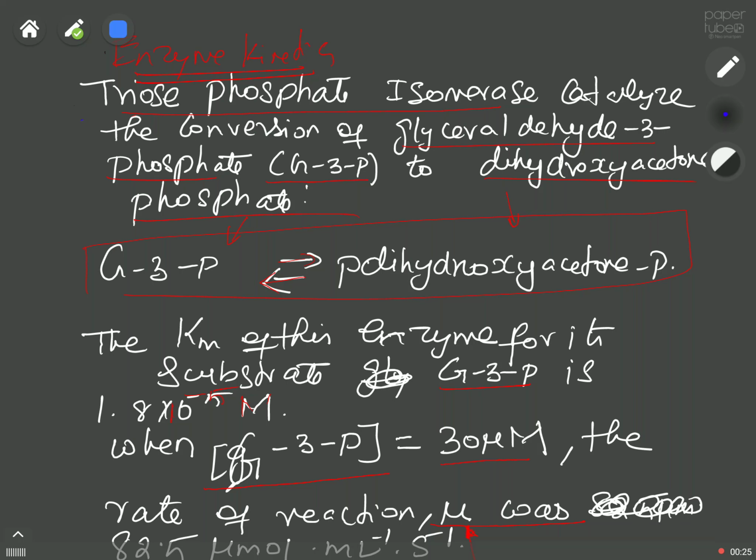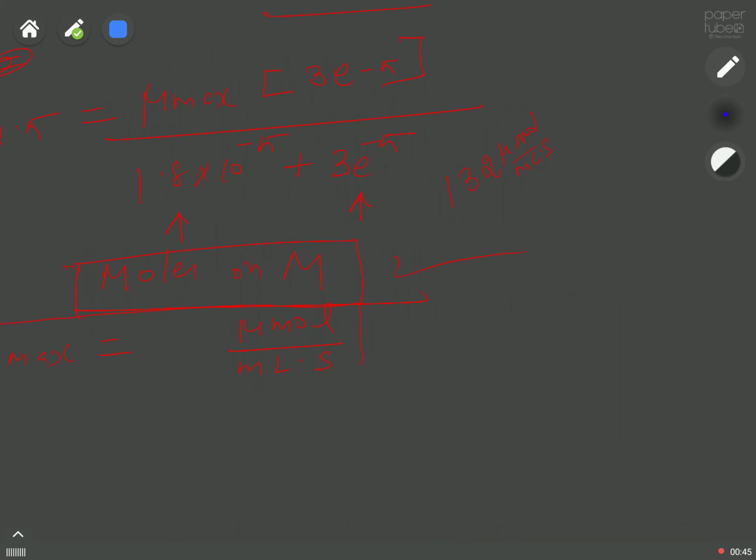You have a substrate G3P and then you are converting them into products using some enzyme which is called triose phosphate isomerase. I gave all the numbers. We also showed you how to calculate. Anyway, I already calculated the values in case you have some trouble calculating. So the answer for your mu max is 132 micromoles per milliliters per second.